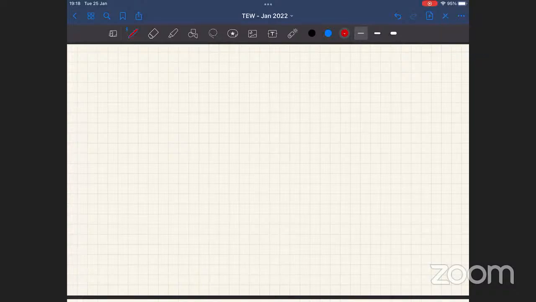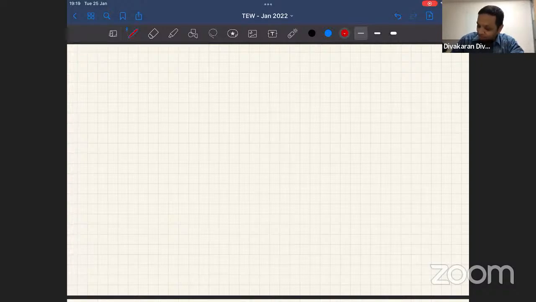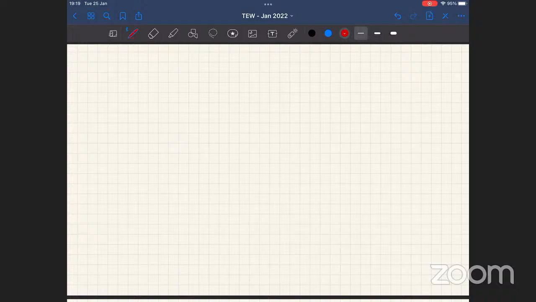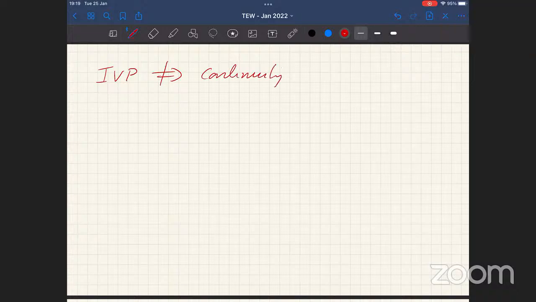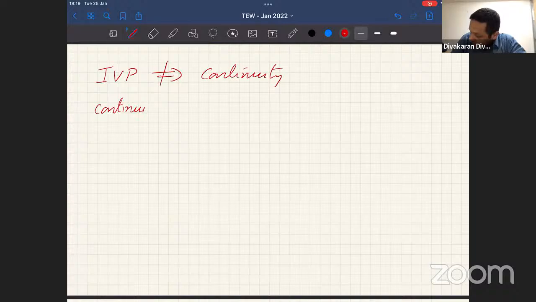Can you sum up what you taught finally, in one or two lines, continuity and IVP? Yes. Let's recall what we saw last time. Last time we discussed what IVP is, we discussed what continuity is in some sense, and then we saw that IVP does not imply continuity, and continuity does not imply IVP. These are the two things that we saw.